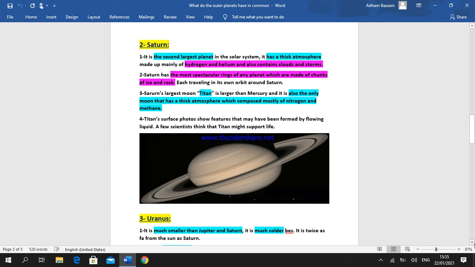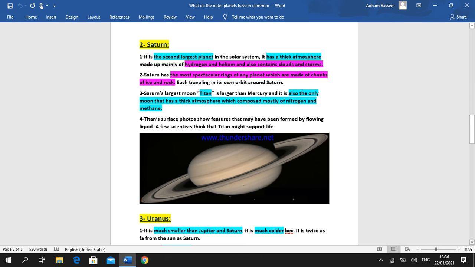Titan's surface photos show features that may have been formed by flowing liquid. So, again, the photo of Titan's surface shows the presence of liquid water. Many scientists think that Titan may support life due to the presence of liquid water.